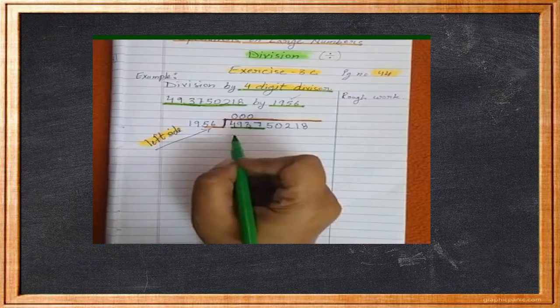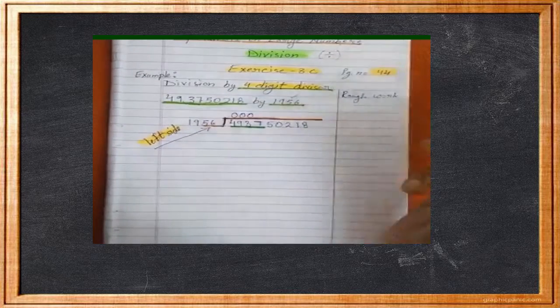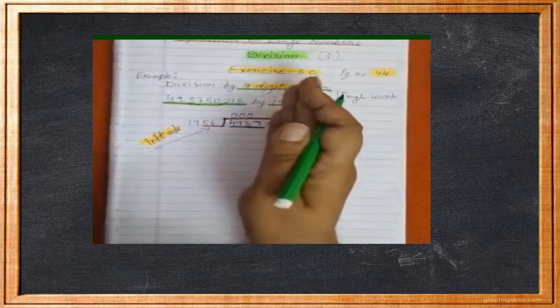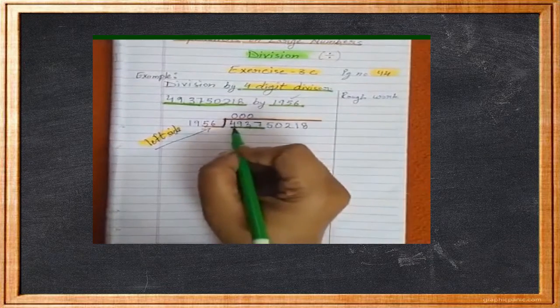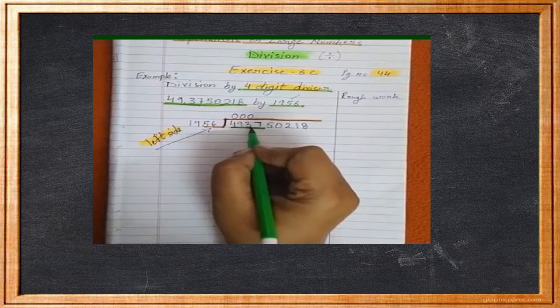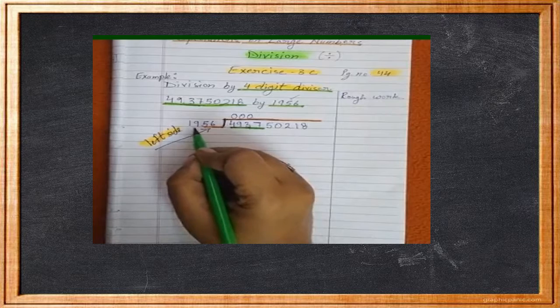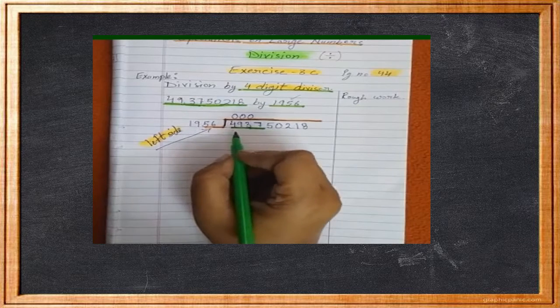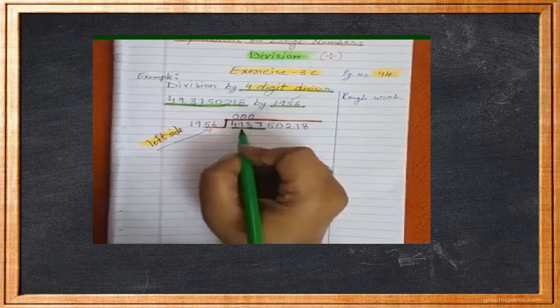And children, remember one more thing. This number is a pretty big number. So what we will be doing? We will break it into parts and we will divide it. Okay. Now, so first part is 4,937 as it is bigger than 1956, and we divide bigger number by smaller number. So keep this in mind.